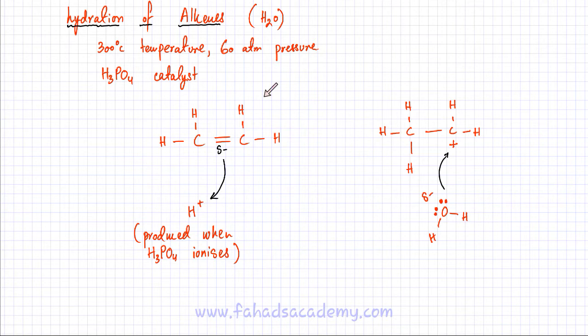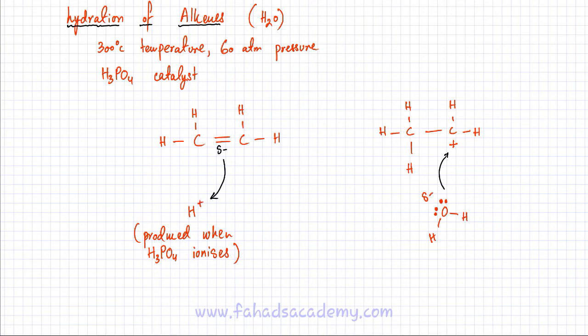Now I have an alkene over here, and it has this double bond, this electron rich center which has a lot of negative charge. The catalyst is important because it produces these H+ ions. These H+ ions are produced by the phosphoric acid catalyst, and they are going to get attracted to the negative electrons over here. Remember, the curly arrows represent the movement of electrons. So the electrons in this double bond are going to be attracted by the hydrogen.